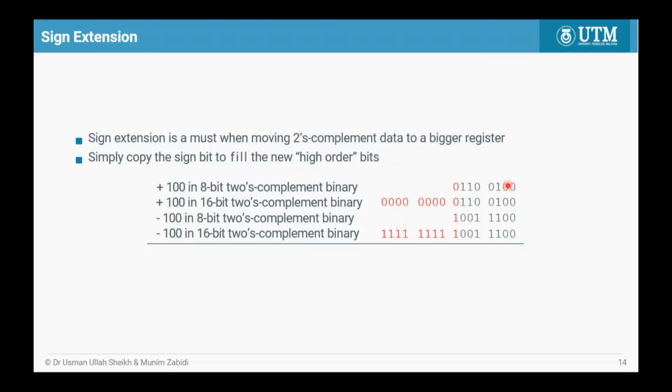If you have negative 100, this is the negative 100 representation, and then the CPU will take this sign bit and extend it to these bits here to make a 16-bit number. So the 16-bit for negative 100 is represented by 1111 1111 1001 1100. The sign bit belongs to this bit here, which is your MSB, which is actually the sign bit. So this is sign extension.